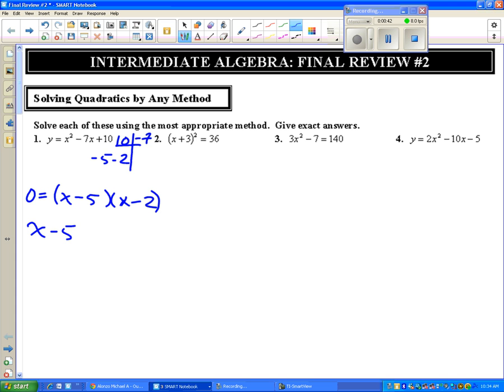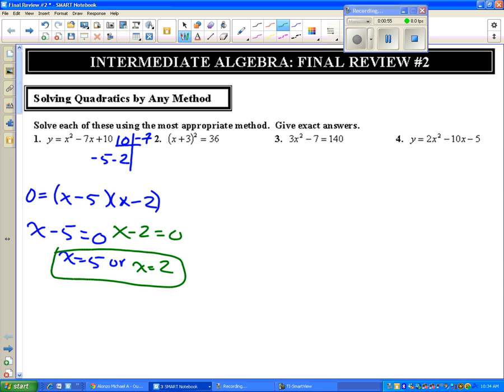That means x minus 5 is equal to 0. Add 5 to both sides, x is equal to 5. Or I have x minus 2 is equal to 0. Add 2 to both sides, x is equal to 2. Those are my 2 answers. Let's try the next one.